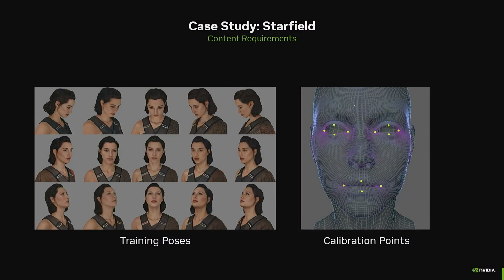So going back to the actual integration to Starfield, I divided it into two sets of requirements: the content data requirement and the engine, or code, requirement. From the content side, it was pretty light. We just needed some scripts to generate the 15 training poses, and we needed the calibration points that you see on the side there.